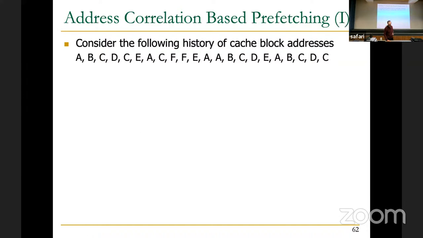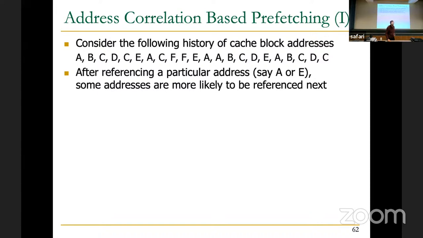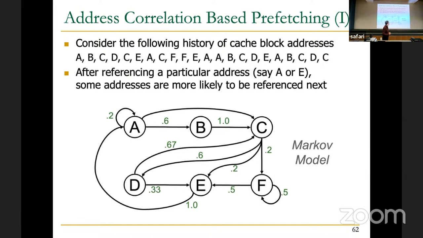So address correlation-based prefetching was developed in the 1990s. And if you look at the following history of cache block addresses, you can represent this as a Markov graph. Basically, after referencing a particular address, some addresses are more likely to be referenced next. And you can represent this with a Markov model that connects the addresses with probabilities. In the graph, basically, you have an edge from one node to another if the next node follows the prior node in this history of accesses, and you also have a probability, so it's a weighted edge. With what probability do you get B after you see A is the weight of the edge, essentially. So this is called a Markov model or Markov graph.